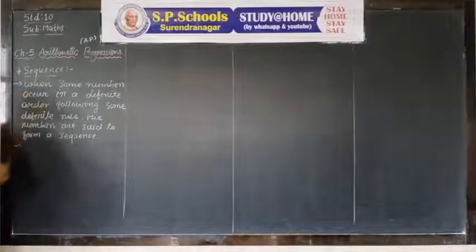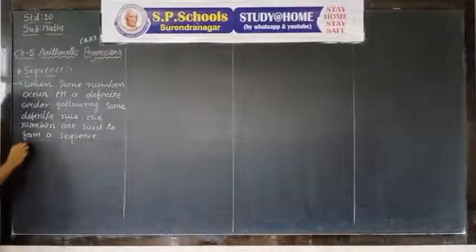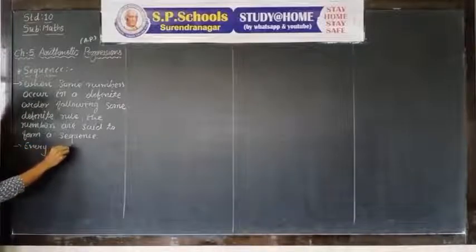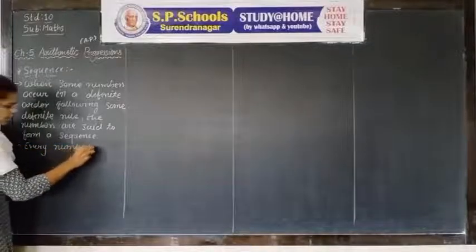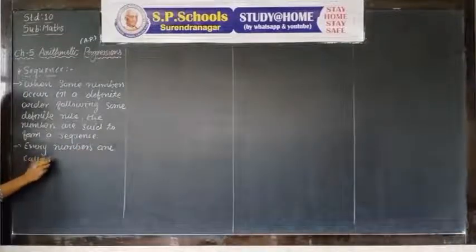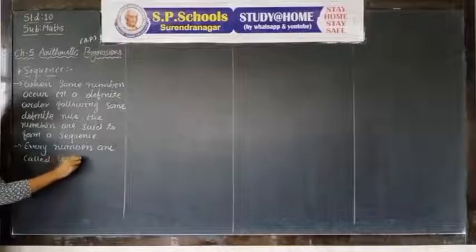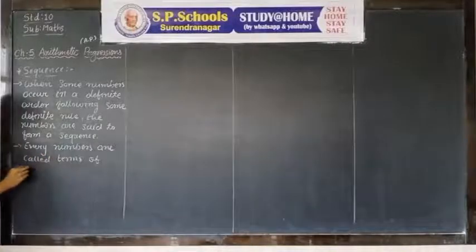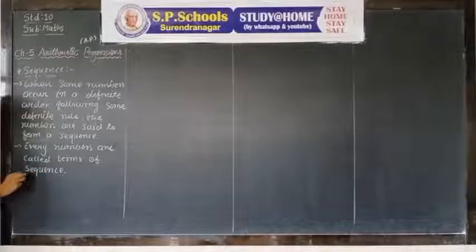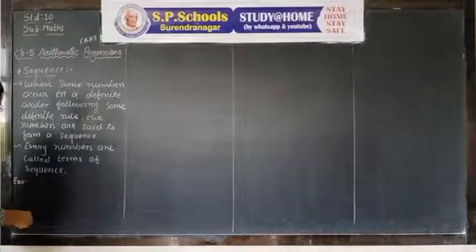When some numbers occur in a definite order following some definite rule, the numbers are said to form a sequence. Every number is called a term of the sequence. Let us take different examples for the sequence.